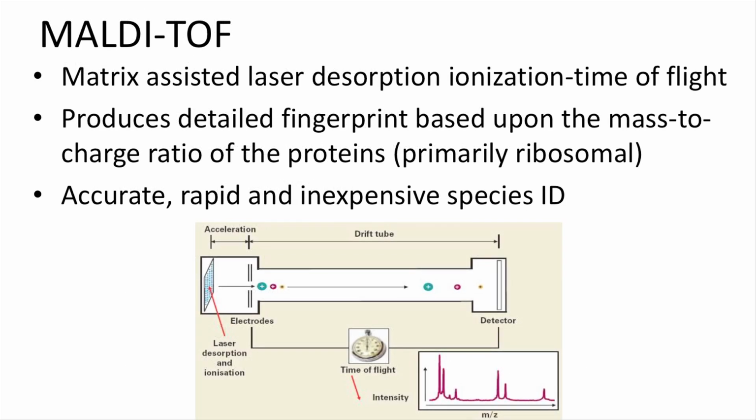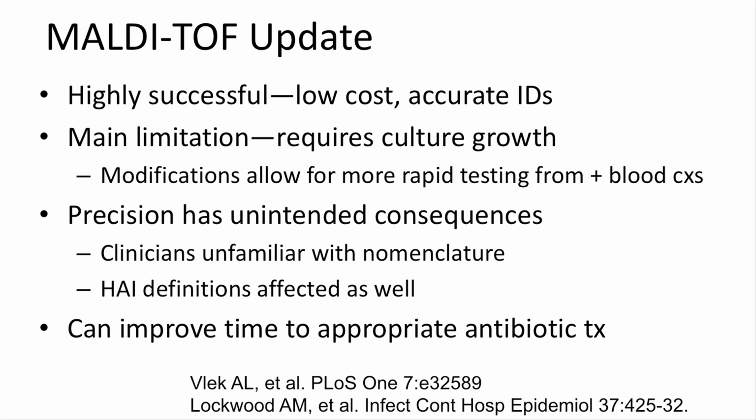So you take the organism and adhere it to a matrix and hit it with a laser, and all the little molecules go down a drift tube at varying speeds based upon their mass-to-charge ratio, and basically it gives you a fingerprint. That's a very accurate organism identification, depending on the part of the spectrum you look at. It's also very inexpensive after the initial investment. It's cheaper than conventional identification methods. So that's why it has become used more and more widely, and the introduction of MALDI has been very successful.